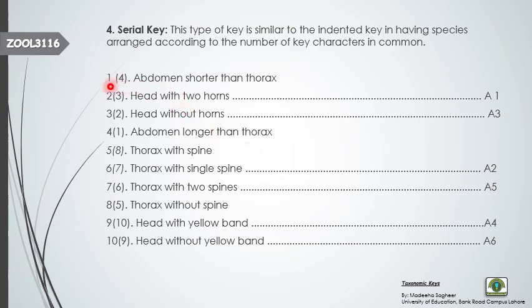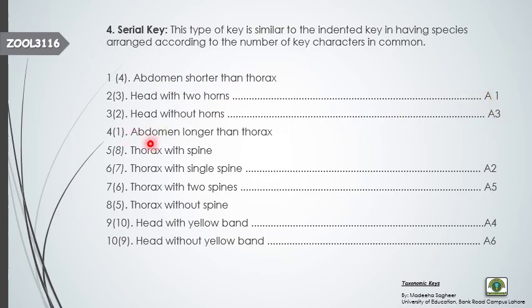If you see serial number 1, abdomen shorter than the thorax. Now this character belongs to the size of the abdomen in relation to the thorax. I have given the number 4 in the bracket. What does it mean? If you go to serial number 4, then you have the abdomen longer than the thorax. You have the contrasting statement as well. Now if you have the abdomen shorter than the thorax, then you would have two choices, either this or this, and ultimately you'll meet your species.